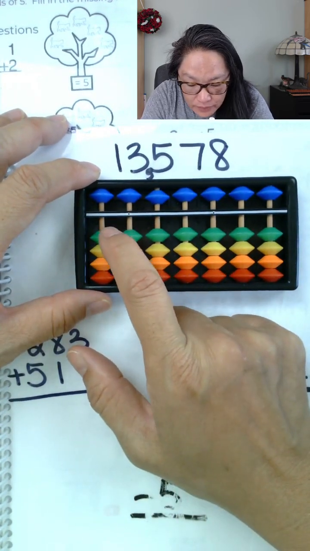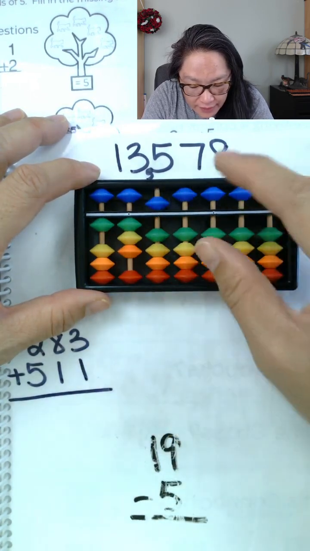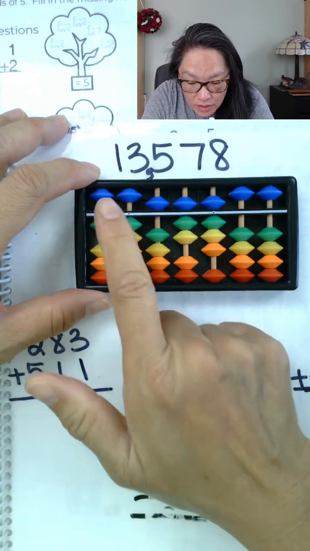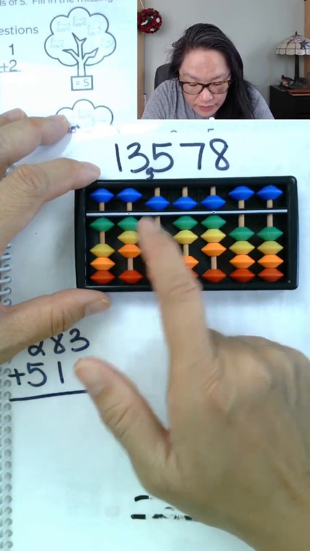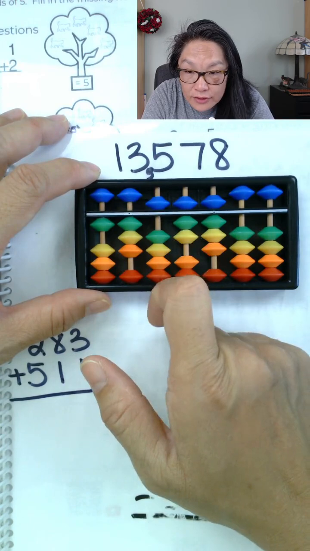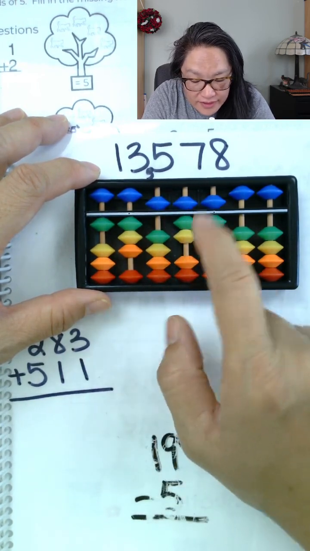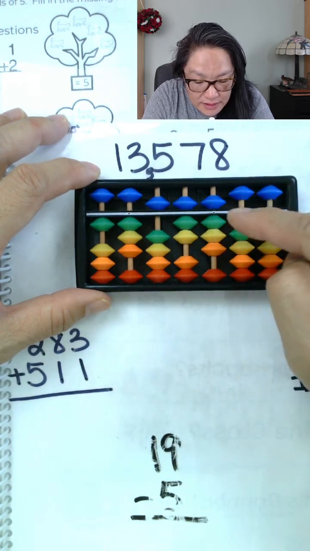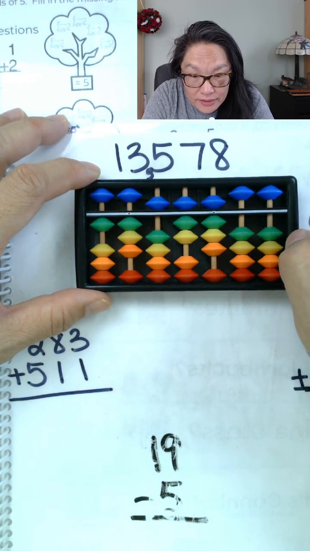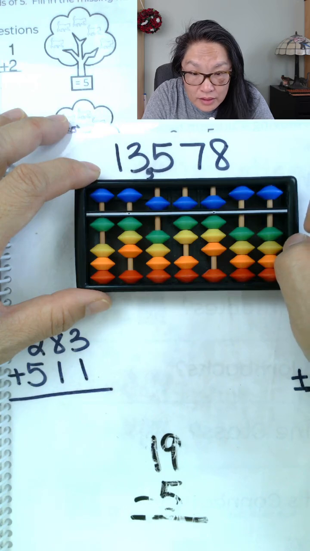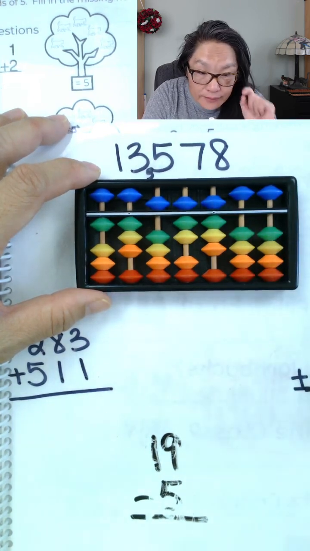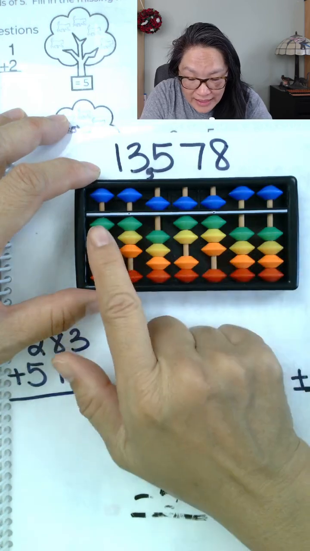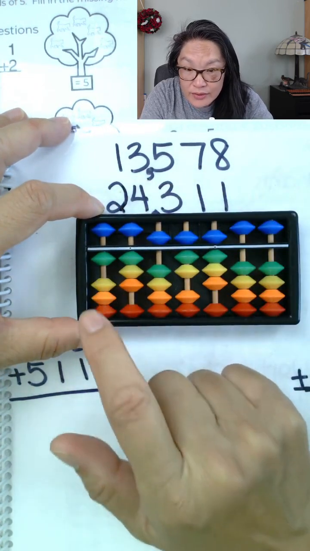So, 1, 3, 5, 7, 8. 1, 2, 3, 5. This is the 5, right? This is the 5, and now we have 7. 5, 6, 7, and we have 8. 5, 6, 7, 8. I mean 37. So what are we going to do? We're going to add the 2, right? Can we add the 2?